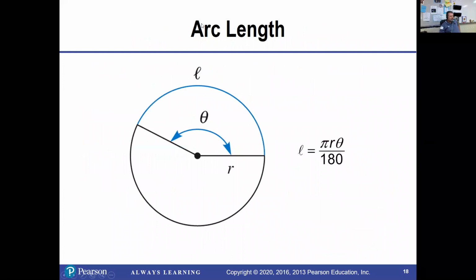You might use it. Arc length. Arc length helps me find the linear measurement of, let me go to a different color here, I'm still in blue, this distance here. You take this piece and you stretch it out, you can find the distance of that. This length is pi times the radius times theta, which is the measurement of the angle, all divided by 180. Okay?